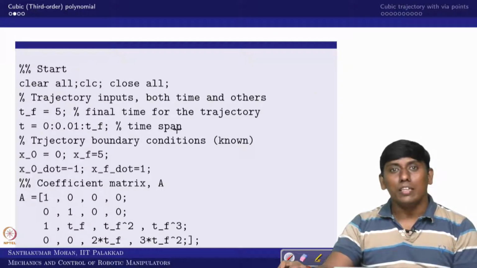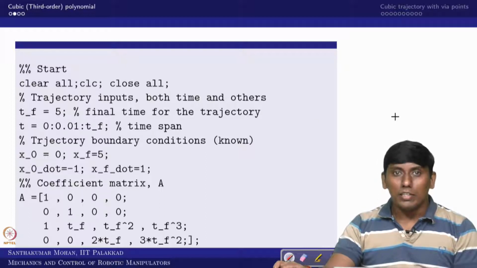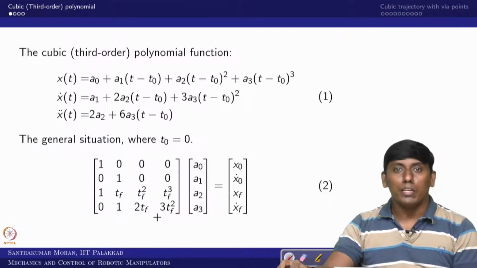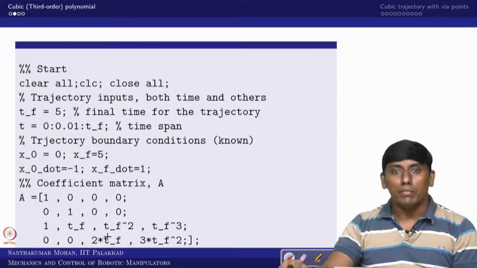Then we need to give the trajectory inputs. One is the finite time, and we always assume that t naught is 0 in this case, so the time span will start from t naught to tf, with t naught assumed as 0. This is the trajectory input of time. Further, x of 0, x of tf, x dot of t0 and x dot of tf are all given, so we assume these to be known. Then we can write the coefficient matrix that we derived here.